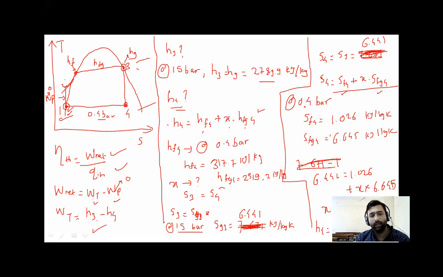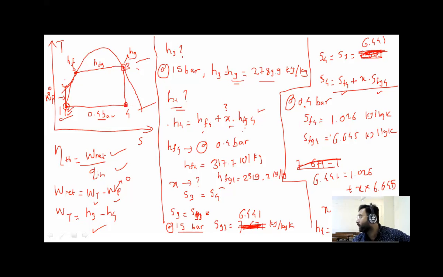Calculation of turbine work is H3 minus H4, that is enthalpy at inlet of turbine minus enthalpy at outlet of turbine. Calculation of H3 is somewhat simple because they have given you the condition of steam, that is dry saturated. So dry saturated means we have to take Hg at 15 bar. So that is simple. But for H4, we don't know the dryness factor because H4 formula is HF4 plus X into HFG4. Here we don't know what is dryness fraction.